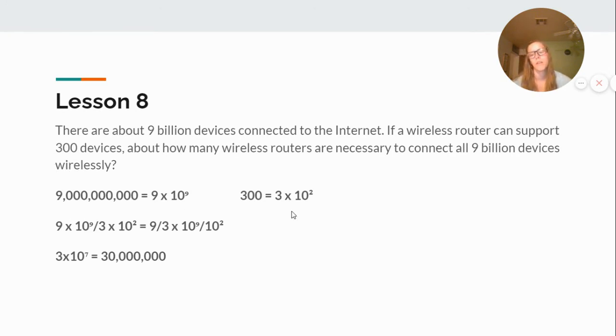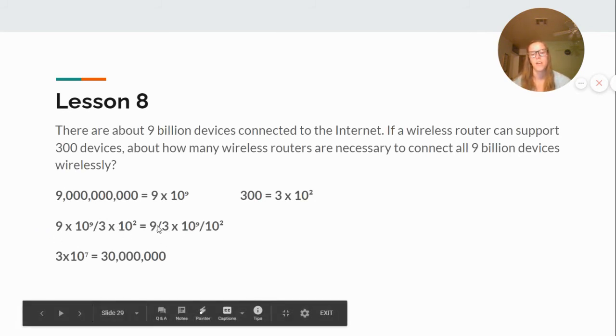So we first make them scientific notation, 9 times 10 to the 9th and 3 times 10 to the 2nd. Divide it out. We divide 9 by 3 and get 3. 10 to the 9th divided by 10 to the 2nd. Remember, we subtract. So 3 times 10 to the 7th, or 30 million.